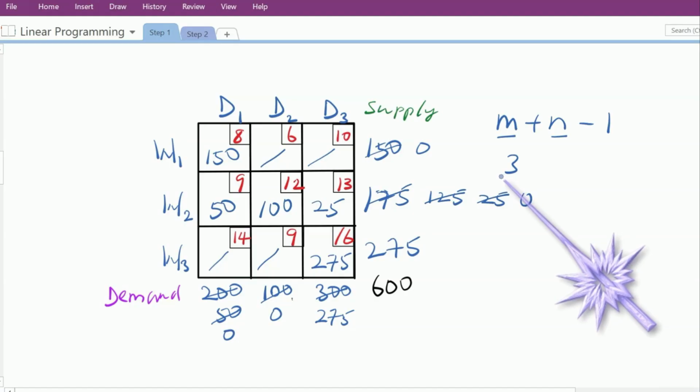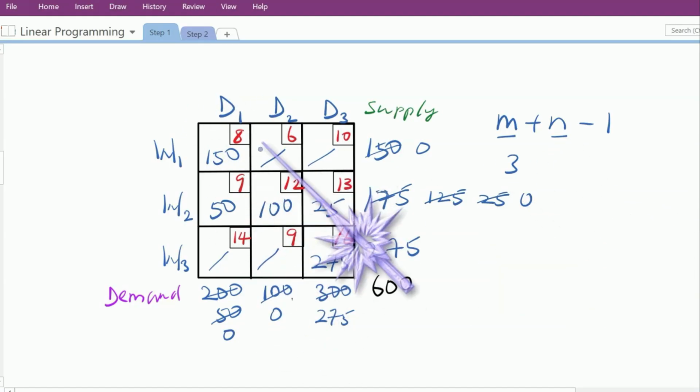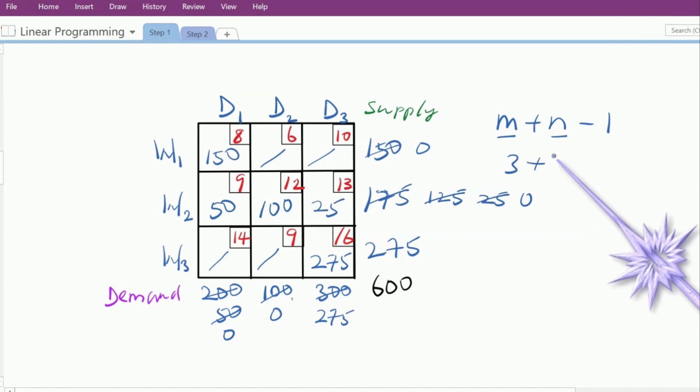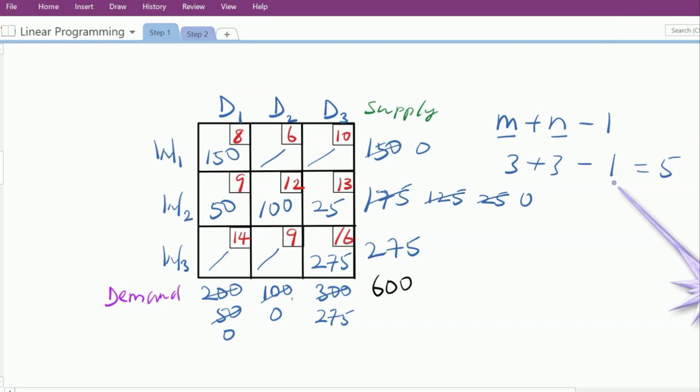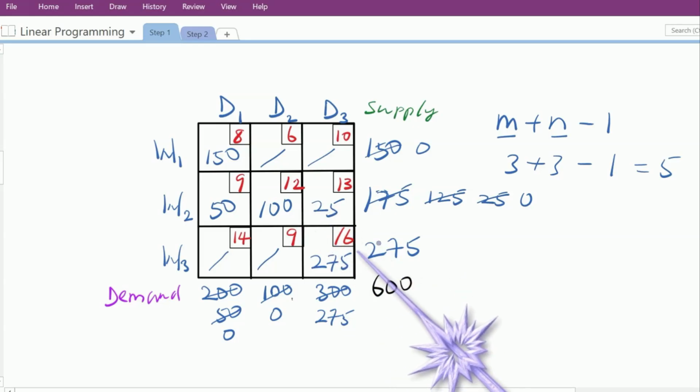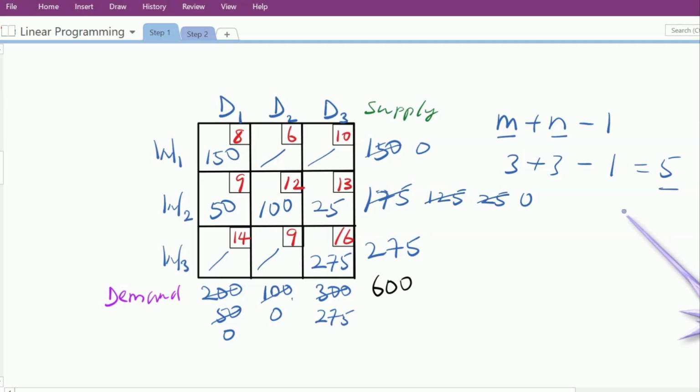Okay. Then the number of columns, 1, 2, 3. That's 3. Plus 3 minus 1. That's equal to 6 minus 1. That is 5. Now let's count the number of entries. We have 1, 2, 3, 4, 5. That's correct. Which means we have a non-degenerate solution. Okay, if it's not equal to 5, then we have a degenerate solution, and we have a way of going about that. Okay, but for this, it means we can apply the MODI method.